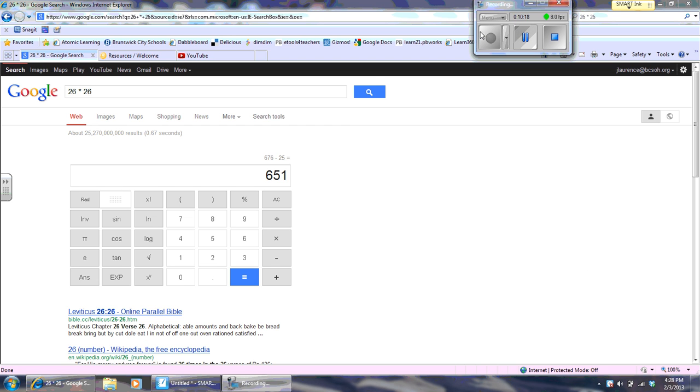Okay, if you see, I brought up a calculator in Google just by doing 26 times 26, and then I subtracted 25. And I just hit the square root of, what do I need, 651? And I hit equals, and I get 25 and 5/10. I knew that because I'd done this problem earlier.